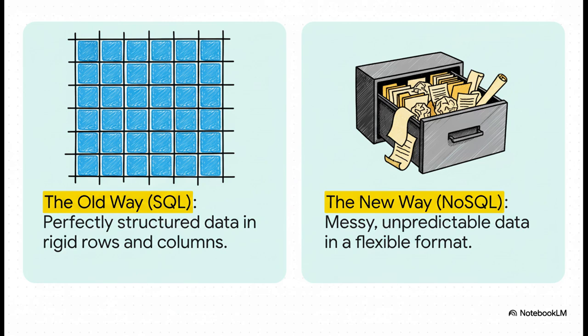See, for decades, the entire digital world ran on what we call SQL databases. The easiest way to think about them, imagine a super strict, perfectly organized spreadsheet. Every single row has to have the exact same columns, no exceptions. But the internet is not a neat spreadsheet, is it? It's messy, it's chaotic, it's always changing, it's a beast. And that chaos created the need for a whole new way of doing things, often called NoSQL. And this new way is much more like a flexible filing cabinet, where every folder inside can be totally different.